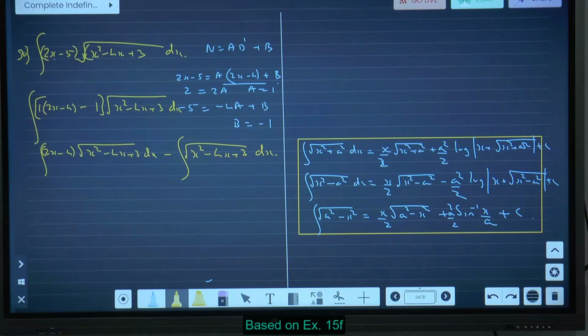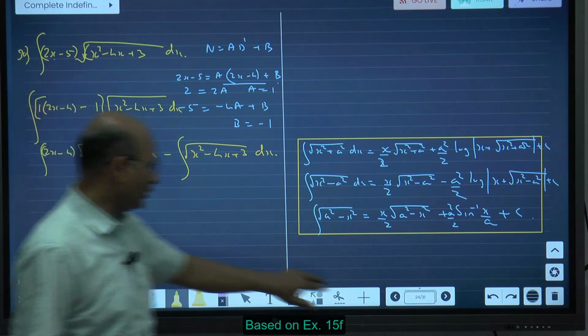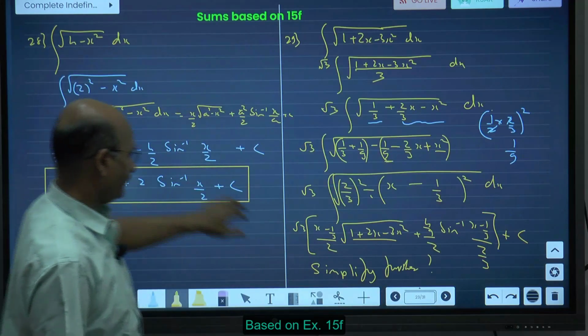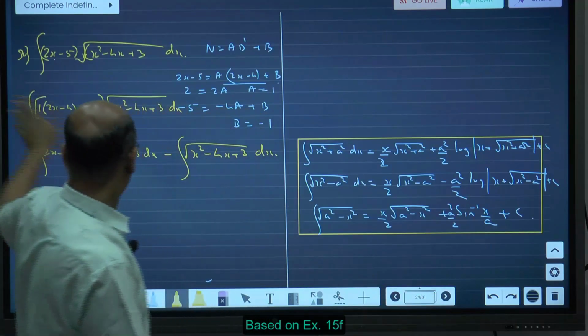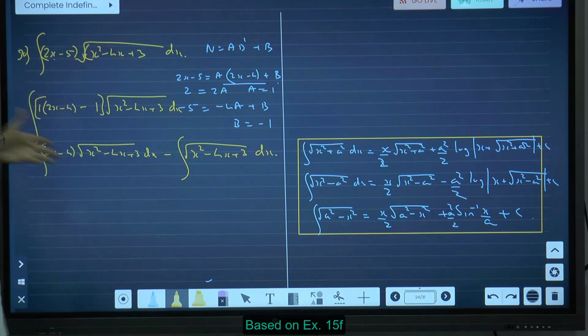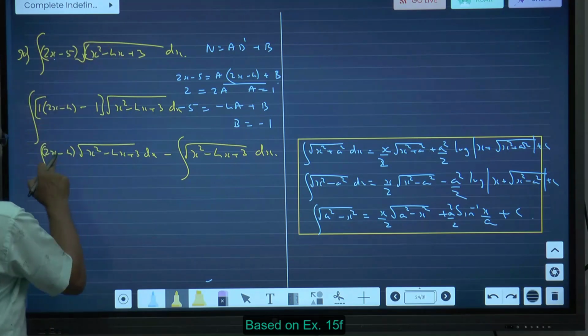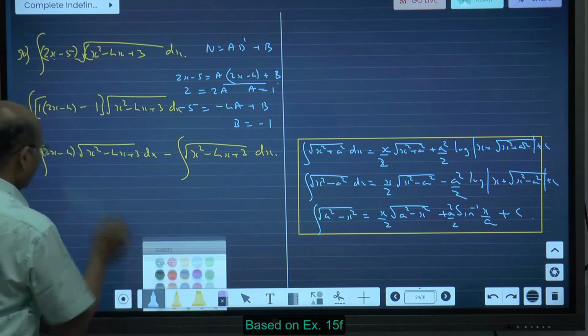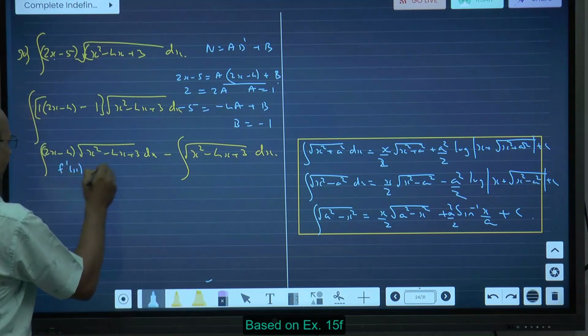Now look at this thing and what it reminds you. Just now we saw linear into root quadratic, this type of sum. Now, what is the thing? This is the derivative. So, don't you think this is f dash x into fx form?